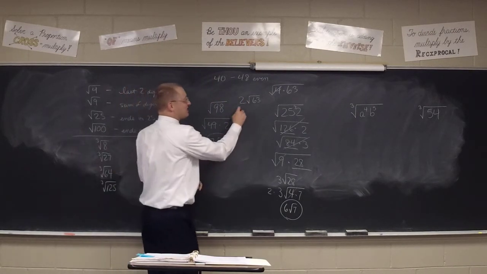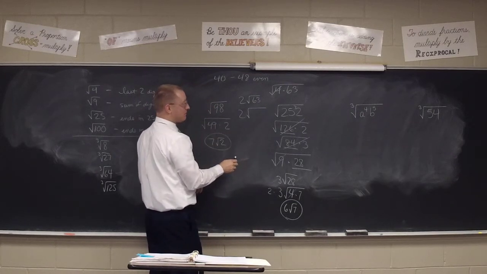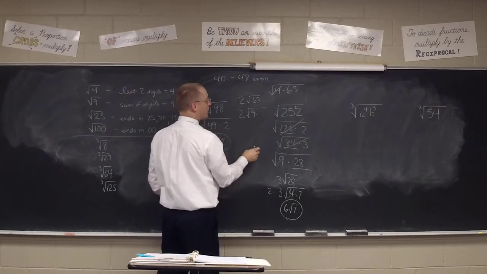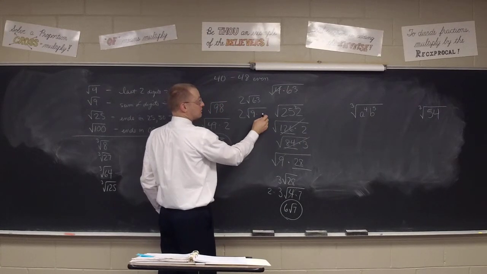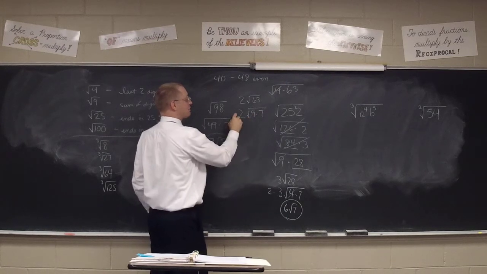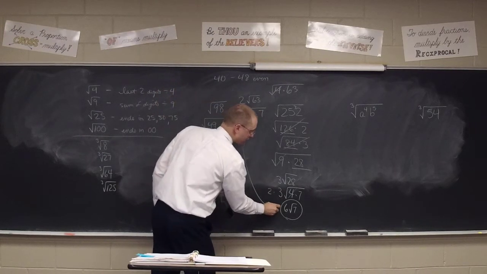What square is still in the 63, though, Evie? 9. 9 times 7. There we go. And we'll take out the square root of the 9 to get 3. Times the 2 does end up giving us the final answer, 6 times the square root of 7.